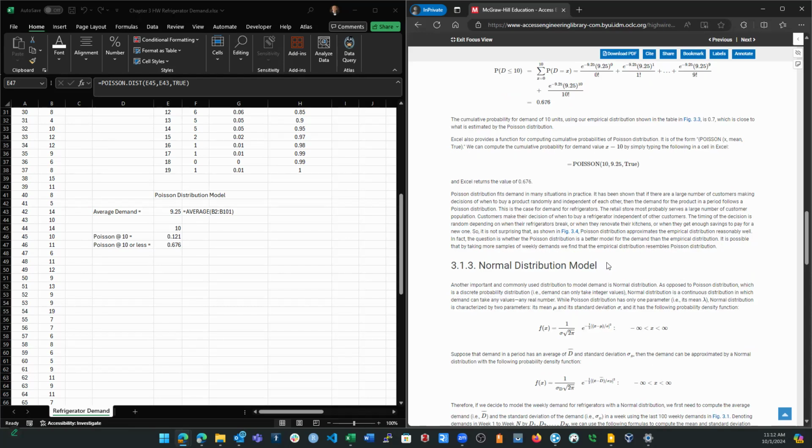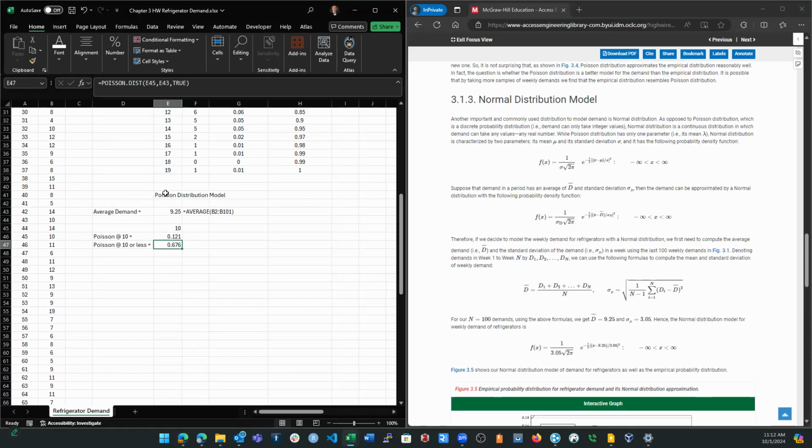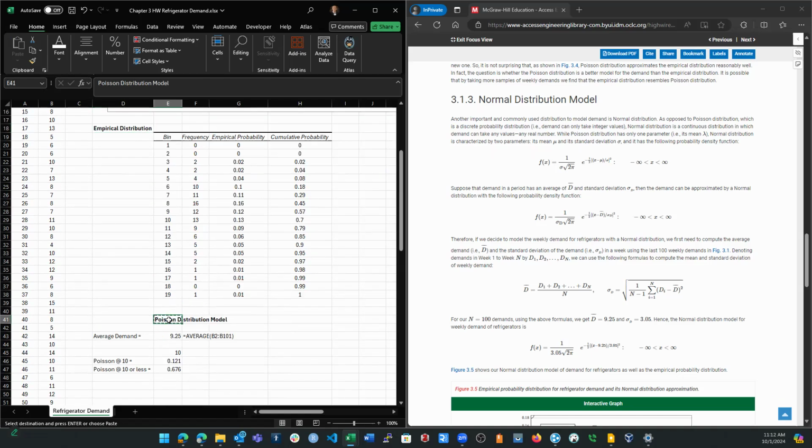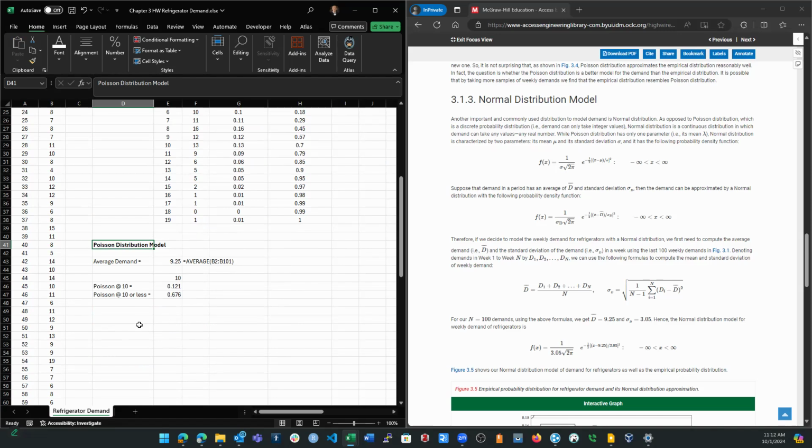Okay, so the third distribution model here is the normal distribution model. We've done Poisson, we've done empirical, and now let's do the normal distribution. Here's our normal distribution model. And this one you may be familiar with from statistics. While Poisson has only one parameter, the normal distribution has two parameters, a mean and a standard deviation.